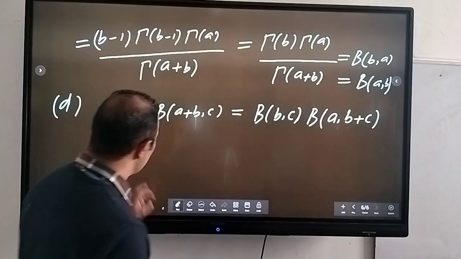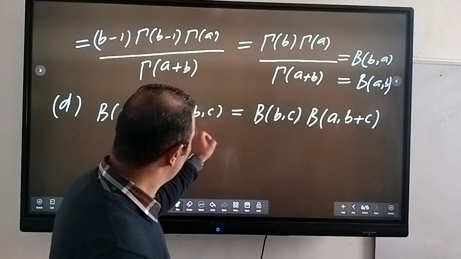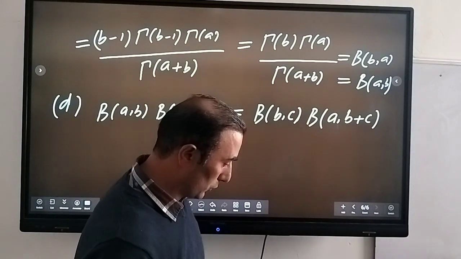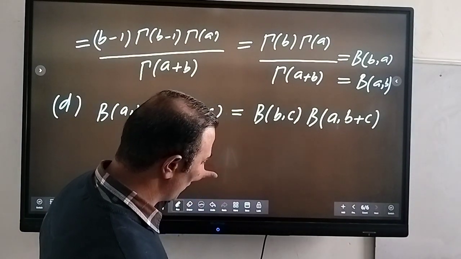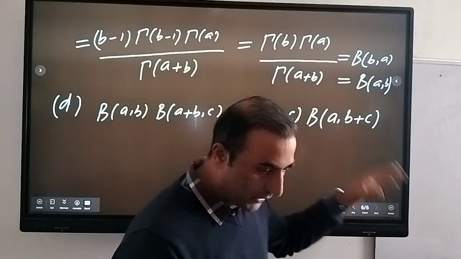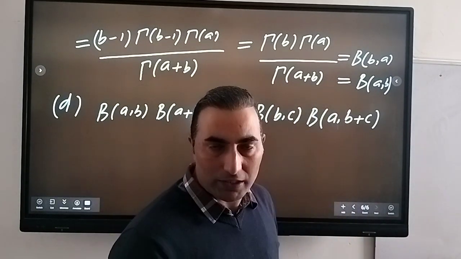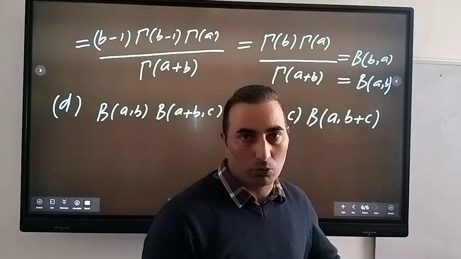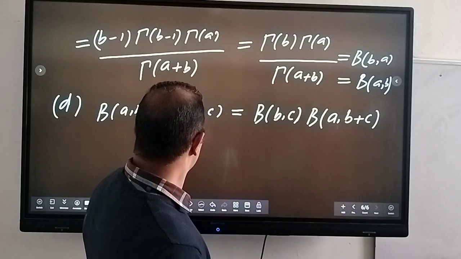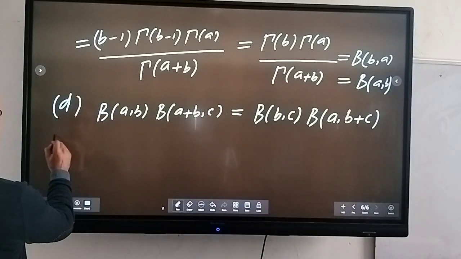So we need to prove this: B of AB into B of A plus B, comma C, is equal to this thing. So you can take the left hand side or the right hand side. So I will take my left hand side this time.